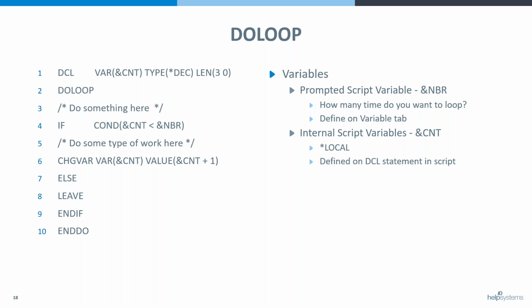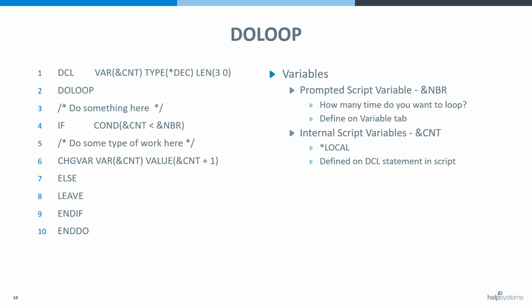We do a comparison to make sure our counter that keeps track of how many times we've run this is less than 10. The moment it becomes over 10, we end up doing something else. So taking this from the top, we declare our variable. Then we start our do loop. And on line 3, when I say "do something here," that's the command that you want us to repeat running.